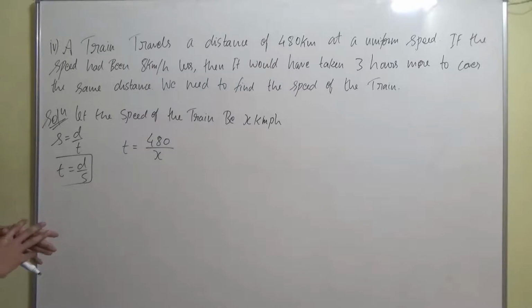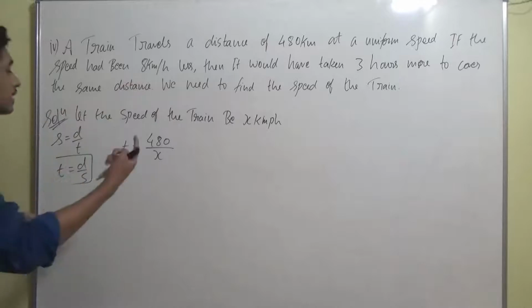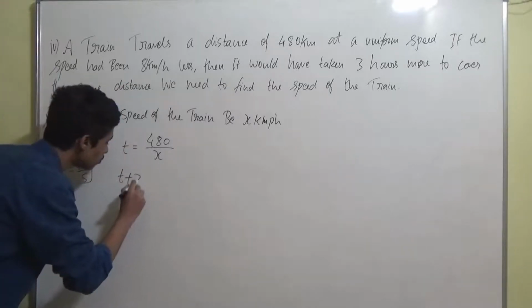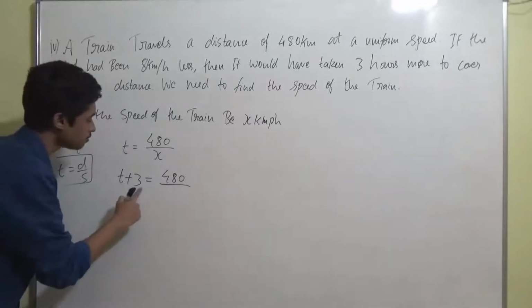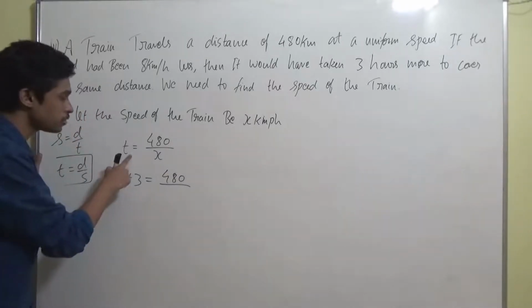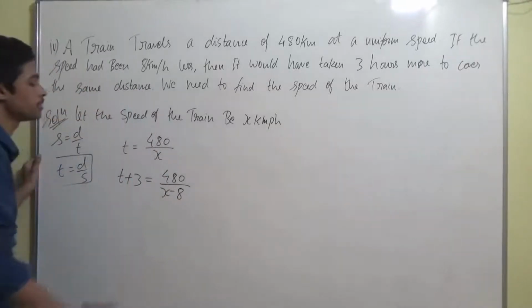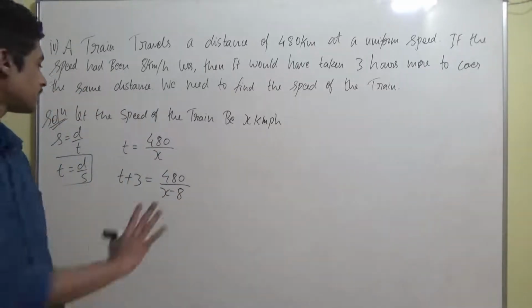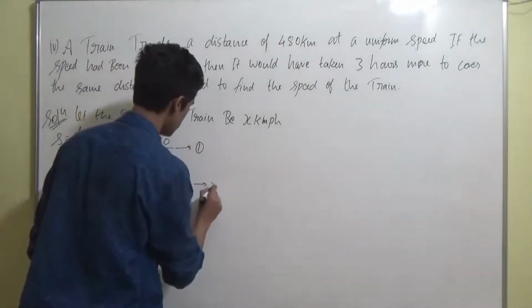And the second equation is, if the speed was 8 km per hour less, then it would have taken 3 hours more. Getting it, guys? That is the time which it used to take plus 3 hours if the speed was reduced by 8 km per hour. That's it. So this would be your equation 1 and this is your equation 2.